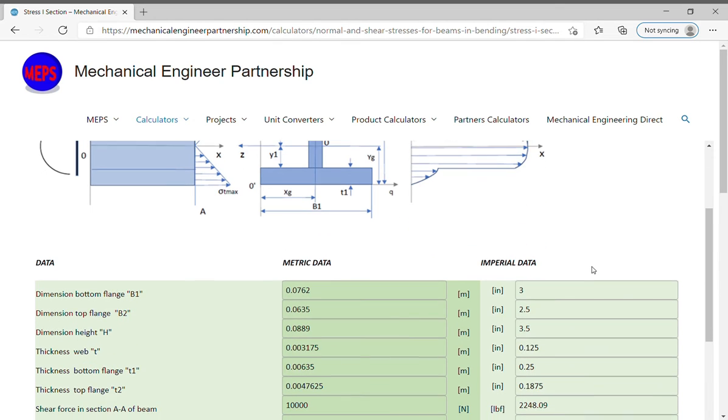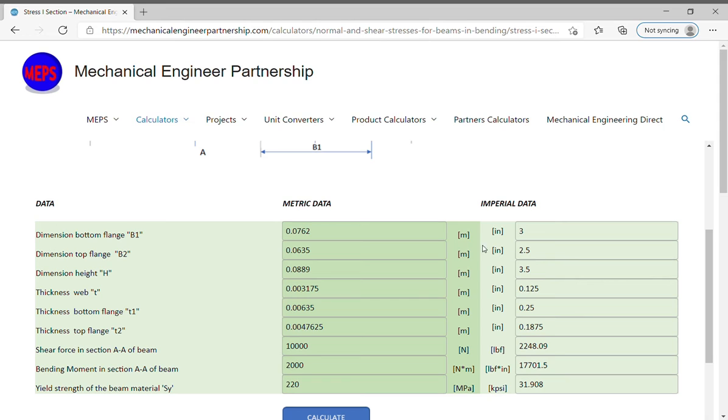Let's have an example. Initial data in International System Units on the left side have equivalent data in Imperial System Units on the right, but the two blocks work independently.